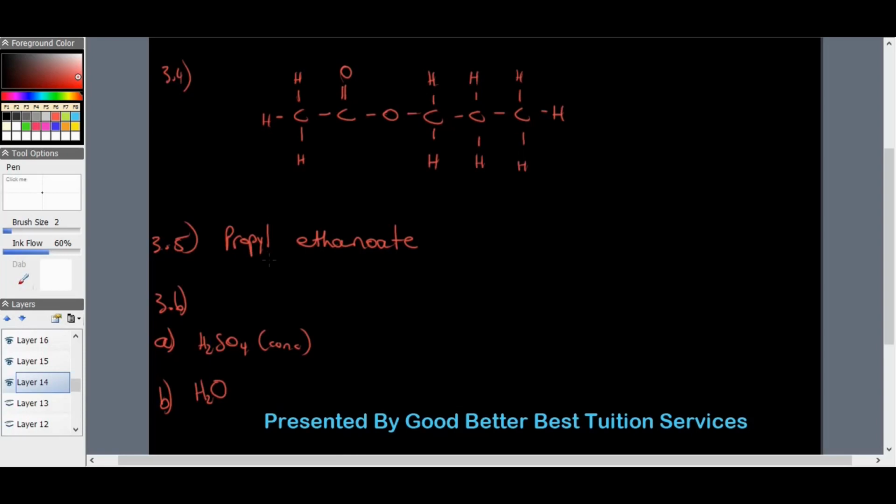At the end, if you react the carboxylic acid with the alcohol, vice versa, alcohol with the carboxylic acid, you'll form your ester, and water will be the byproduct. Because water is eliminated: the OH group is eliminated from the carboxylic acid, and the hydrogen is eliminated from the alcohol, meaning water forms as the byproduct. So that's H2O. And there was a third question for 3.6.